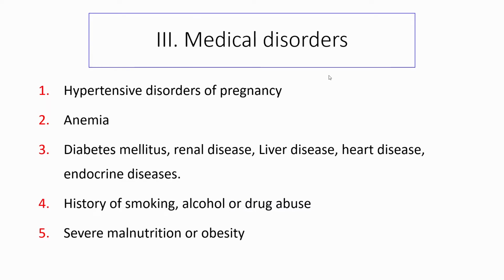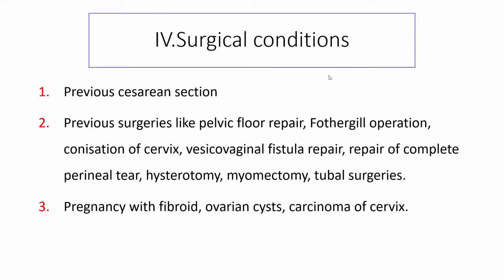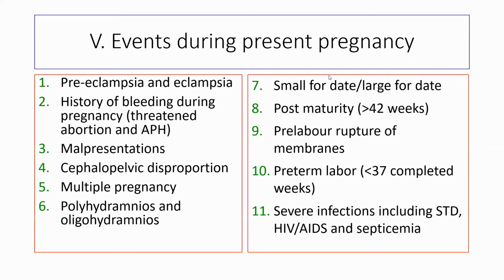Similarly medical disorders like hypertensive disorder, anemia, diabetes, liver disease, renal disease, heart disease, endocrine disease, history of certain lifestyle like smoking, alcohol, drug abuse, severe malnutrition, and obesity. So all these are medical disorders. The important ones we will discuss in separate topics as well. Similarly, surgical conditions: previous history of pelvic floor repair, cesarean section, previous history of pregnancy with fibroid, ovarian cyst, cervical pathology. These all pose high risks. So we'll discuss briefly each one.